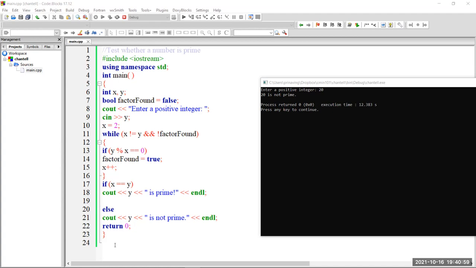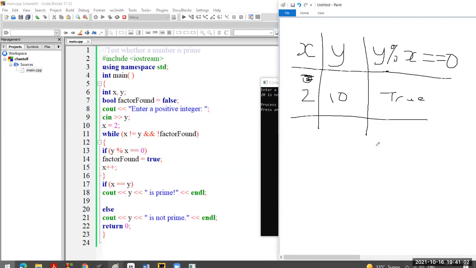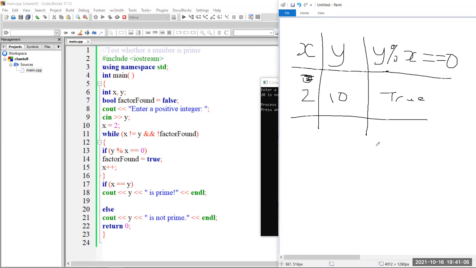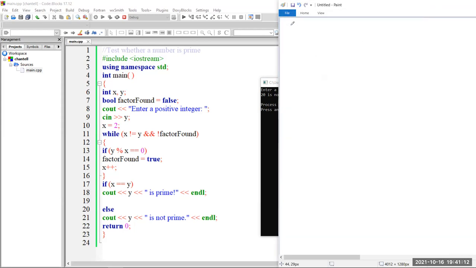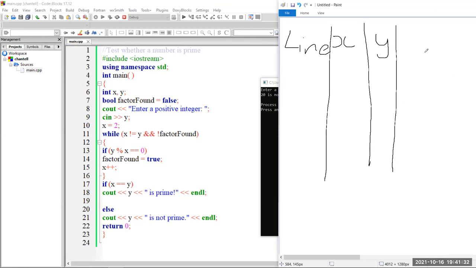What I would advise you to do, Chantelle, is to draw. You can draw a trace table. You have to draw something. A trace table with the line, and you have the variables x, y, and factor found. If you draw a trace table, this will help you to determine the output.